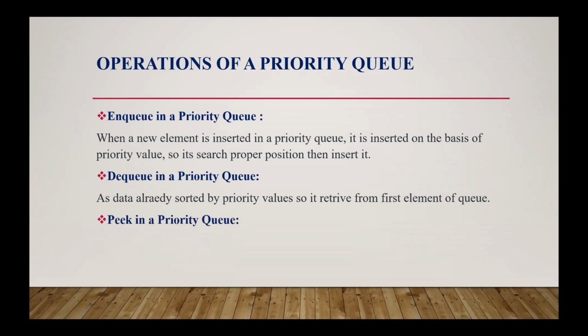The next operation is the peek operation. The peek operation means it retrieves the first value from the queue, whatever the highest priority value of the queue is, without deleting. In case of DQ we delete that item, but in case of peek we just retrieve the information. We are not going to delete the value. So next we go to the implementation in C language.